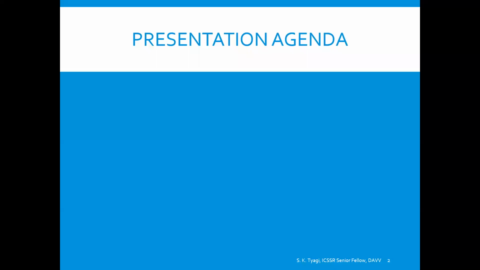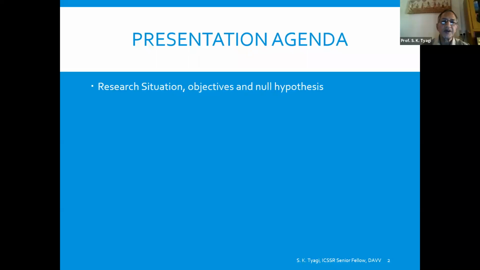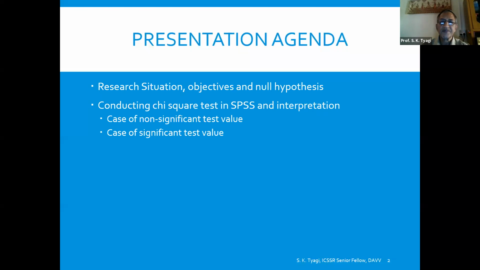I come to the presentation agenda. What are the points which will be covered? One is research situation, objective and null hypothesis. Second, conducting chi-square test in SPSS and interpretation. We will take up an example with a non-significant chi-square test value, then an example with a significant test value. Because when chi-square value is significant, then we will have to further probe and find out where the differences are. That is known as residual analysis.